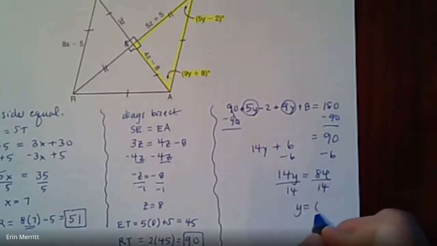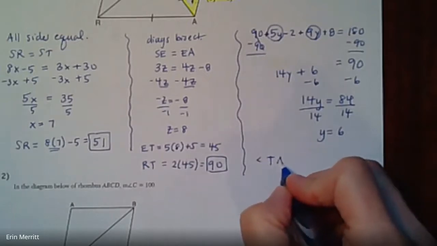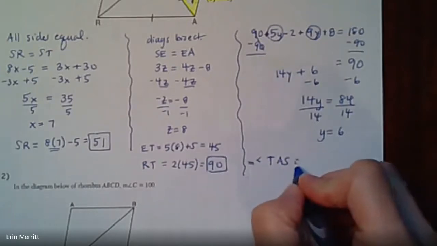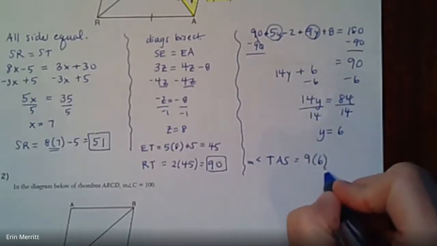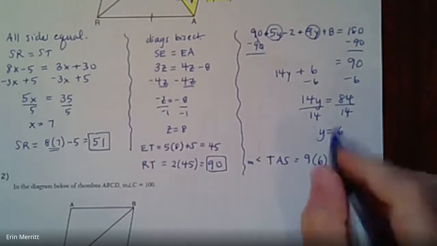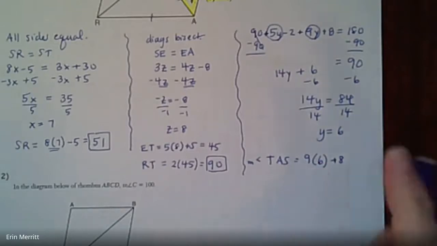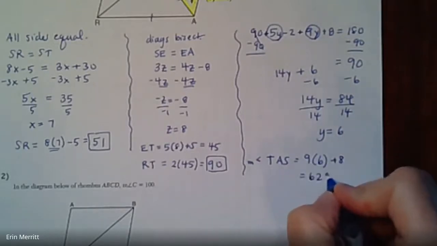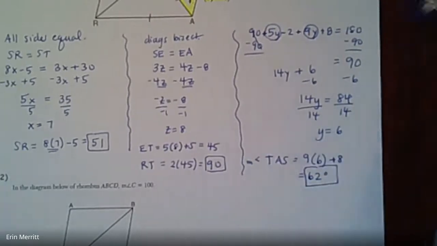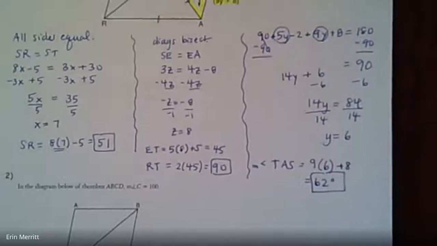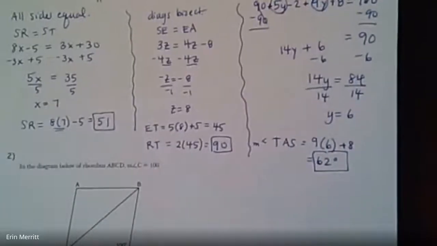And then finally, angle TAS. So that little M in front just means measure. So TAS, you're going to plug on in. So 9 times 6 plus 8, that's going to be 54 plus 8 for 62 degrees. Whew, that's a big old question right there. I think that was like a 4-pointer or a 6-pointer off of an old Regents exam.